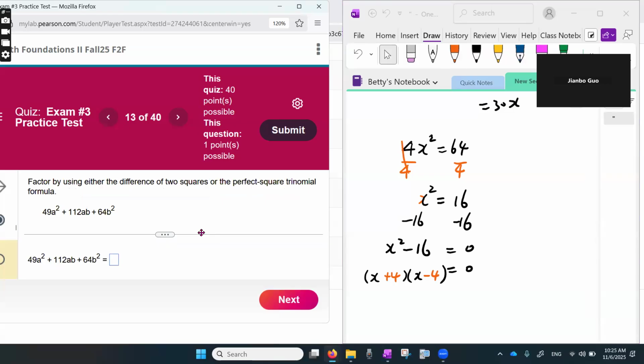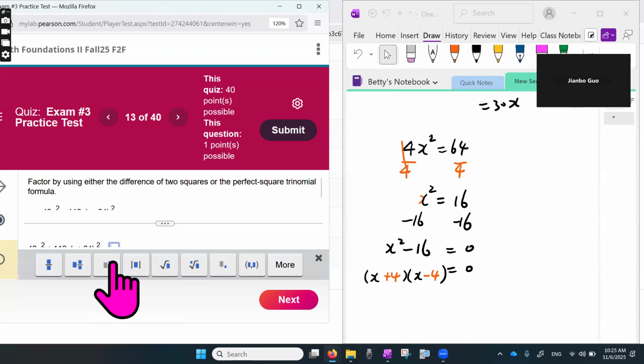Next, factor by using either method. Obviously this expression is a perfect square trinomial. 49 is 7 squared, 64 is 8 squared, right? 7 times 8 is 56, double it is 112. So we are going to have a square of a binomial sum because the middle term is positive.